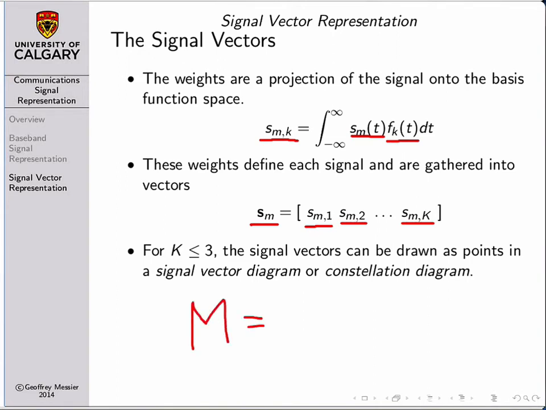M is equal to 2 to the n, where n is the number of bits per symbol that we're transmitting. So if we want to, let's say, transmit 2 bits per waveform, or 2 bits per symbol, then we need a total of M equal to 4 different signals, which means we would have 4 different signal vectors. And then the number of elements inside those signal vectors is determined by the number of basis function signals that we have in our set.